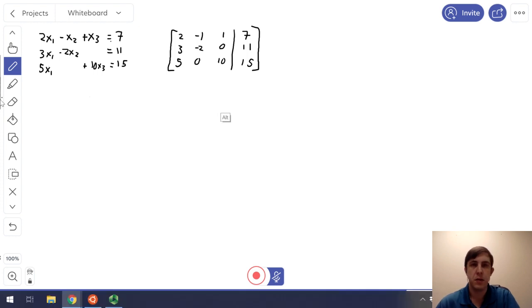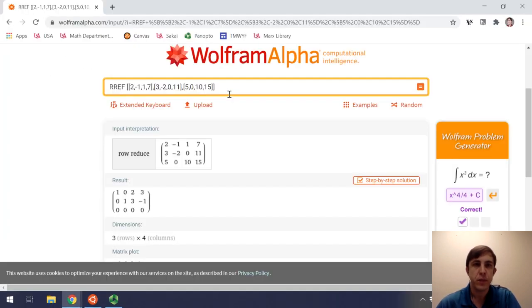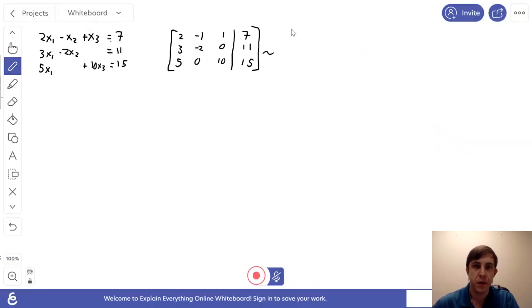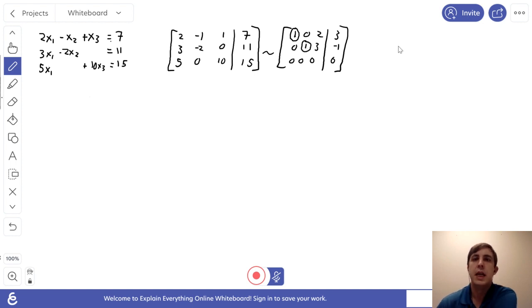Now I'm going to pop over to my favorite RREF calculator, in this case Wolfram Alpha, and find the reduced row echelon form here. And now that I have it in reduced row echelon form, I'm going to go ahead and circle my pivots. And then I'm going to rewrite this as a nice simple system of equations.